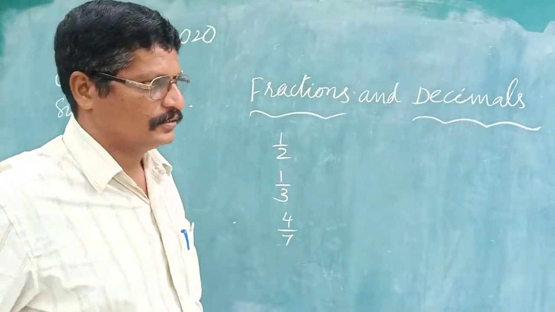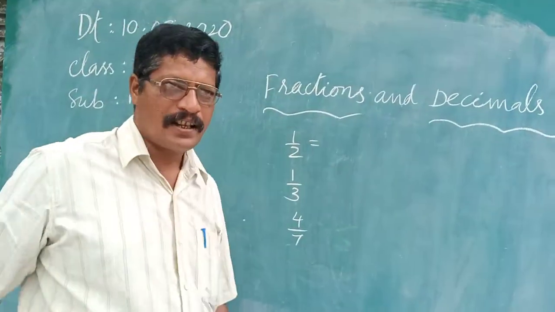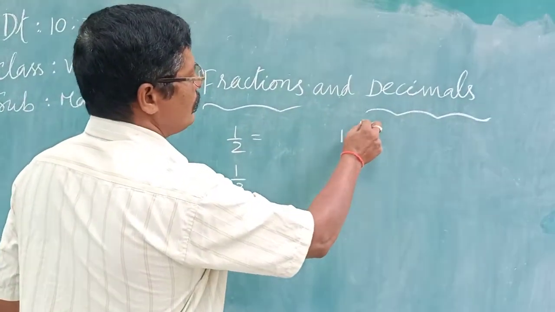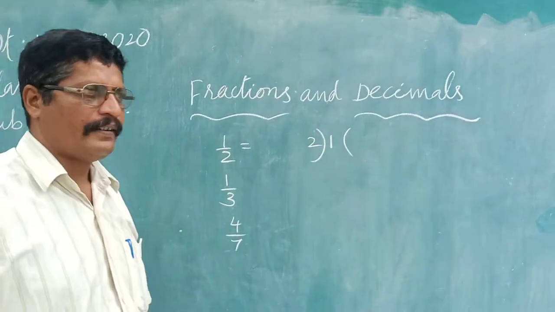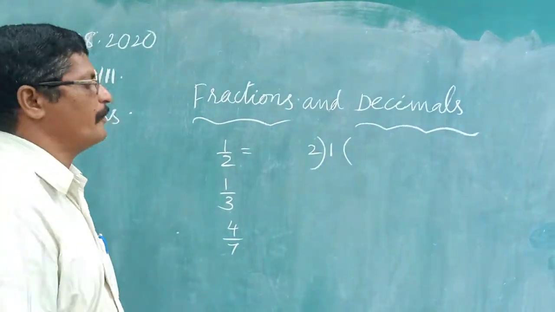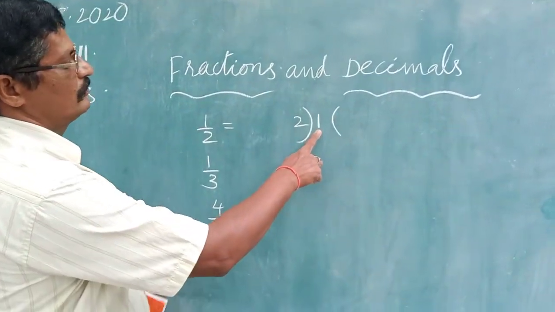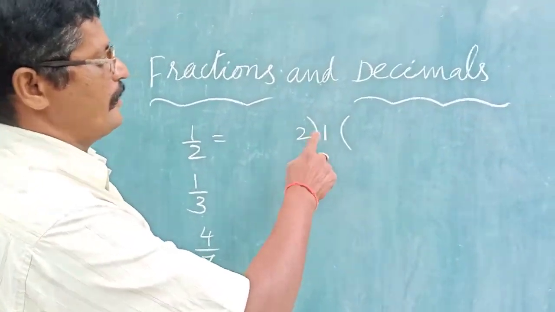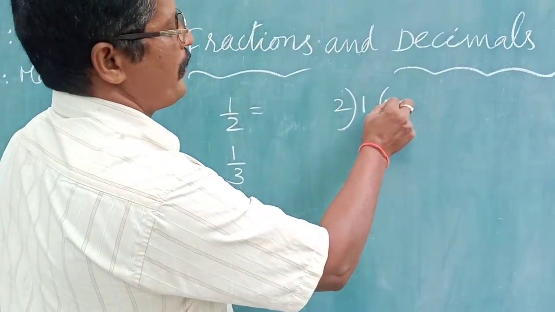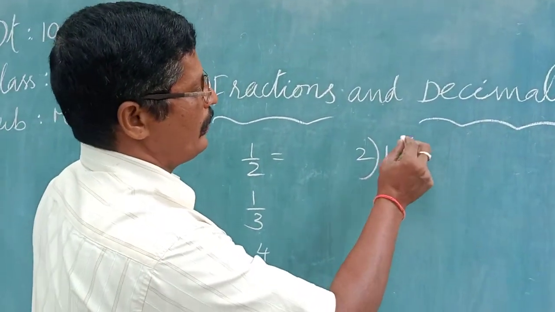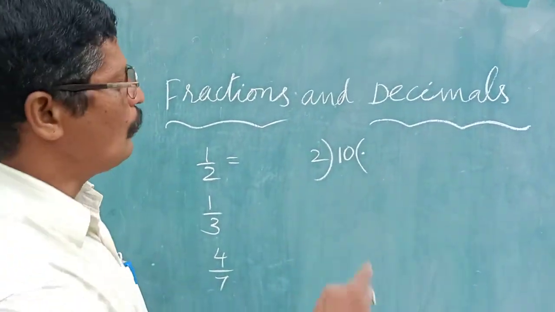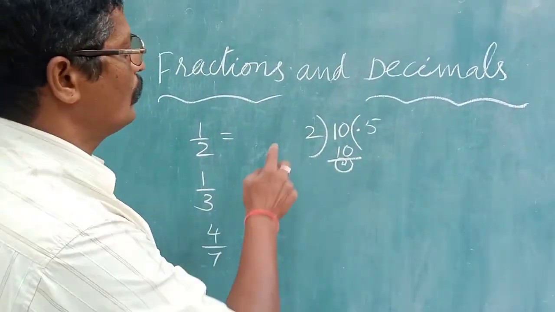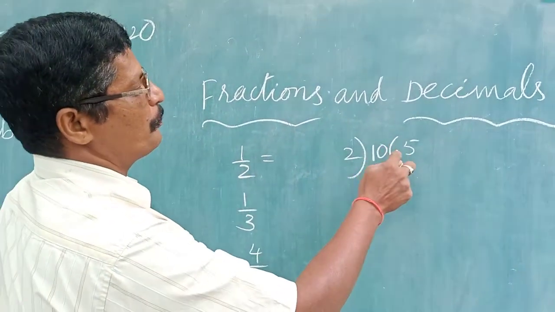What are decimals? You can write a fraction in decimal form. How to write? Divide the numerator by the denominator. This is the dividend. This is the divisor. Here the divisor is greater than the dividend, so put a point here. If you put a point here, 0 comes. Now here is 10. 5 2s are 10. It means 1/2 is equal to 0.5.